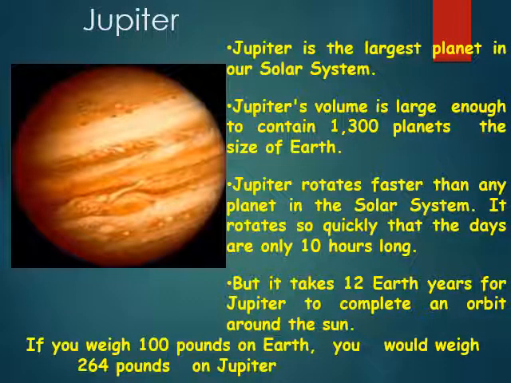Jupiter. Jupiter is the largest planet in our solar system. Jupiter's volume is large enough to contain 1300 planets the size of Earth. Jupiter rotates faster than any planet in the solar system. It rotates so quickly that the days are only 10 hours long. But it takes 12 Earth years for Jupiter to complete an orbit around the Sun. If you weigh 100 pounds on Earth, you will weigh 264 pounds on Jupiter.